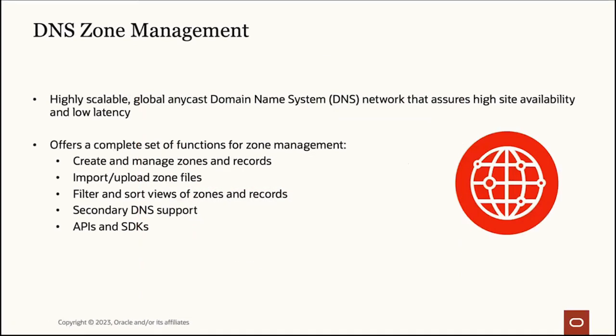For DNS, we've got a highly scalable global Anycast domain name system network that is going to assure high site availability and low latency, usually less than 20 milliseconds. So it's very quick, and it's going to offer a complete set of functions for zone management. You're going to have public and private DNS, support for secondary DNS, the ability to import and upload your zone files. It's going to have support with all of the APIs and SDKs. And there are tools on OCI to help you create and manage these zones and records.